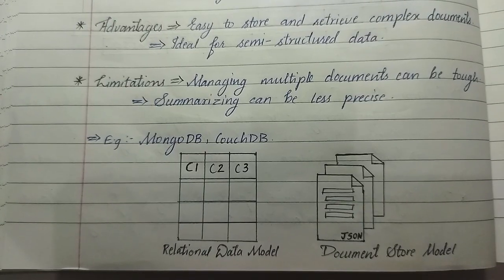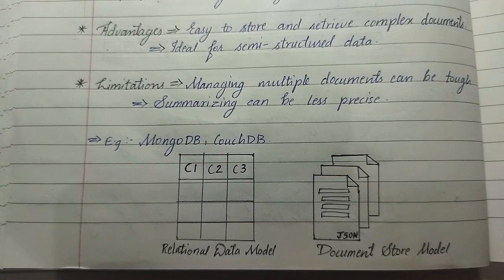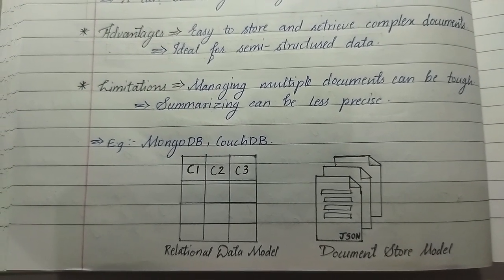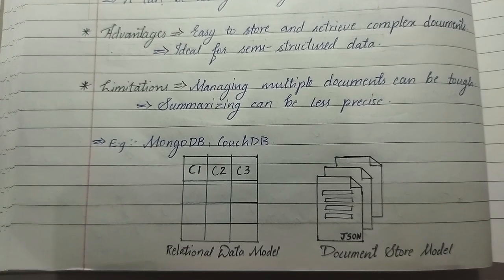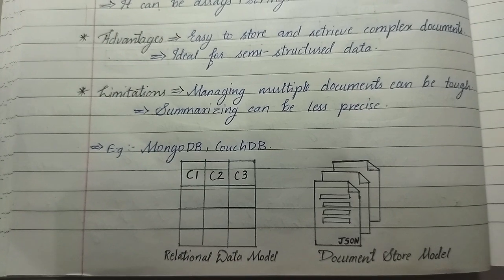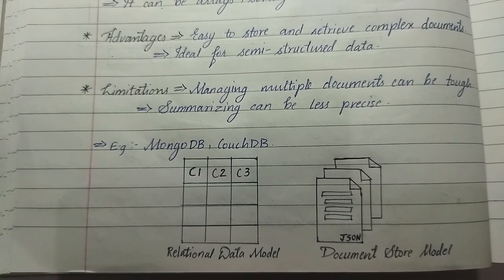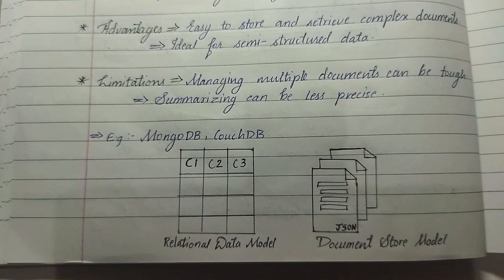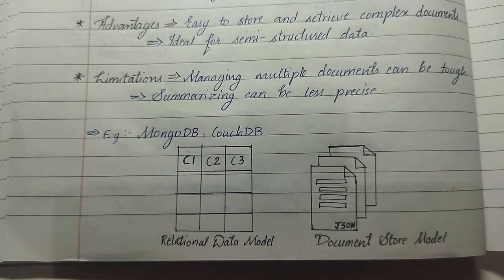And the advantages for the document store database are easy to store and retrieve complex documents, and it is ideal for semi-structured data. And the limitations include managing multiple documents can be tough, and summarizing can be less precise. And the examples include MongoDB, CouchDB.